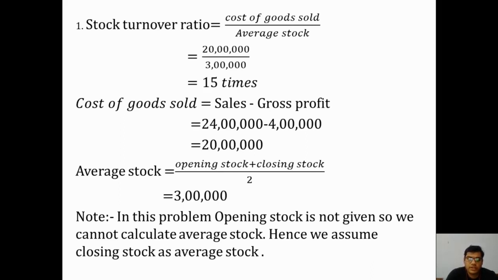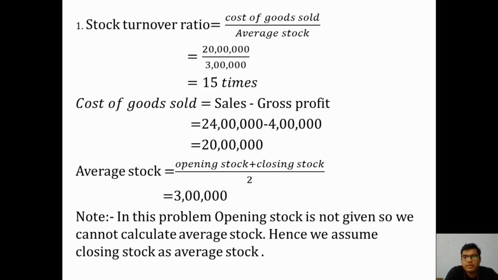The formula for average stock is opening stock plus closing stock divided by 2. There is a note mentioned here, related to the average stock. In this problem, there is no opening stock given, but we have a closing stock. Hence we can assume the closing stock itself as the average stock. So I can interpret it as average stock is equal to closing stock, that is 3 lakhs.